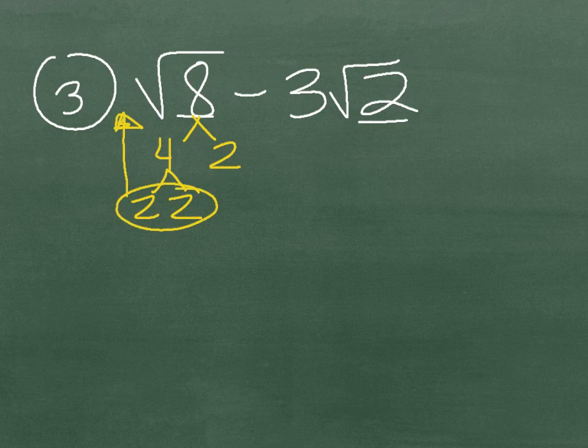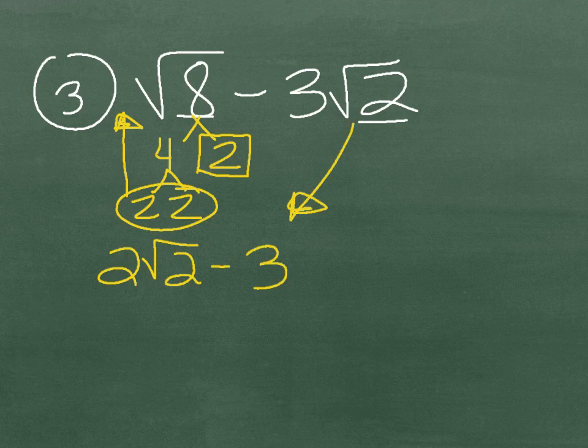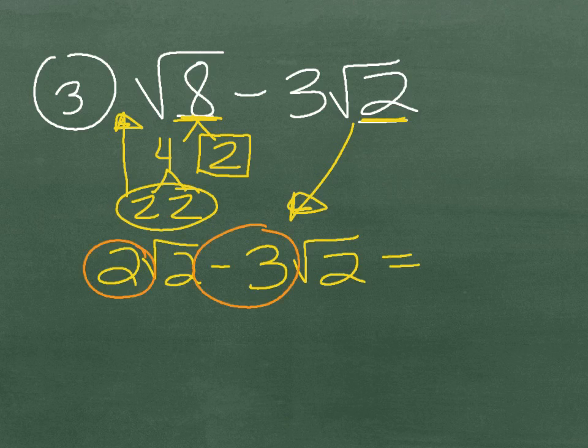So now you have 2 square root of 2, because there's a 2 left right here, and then bring this guy down as minus 3 square root of 2. So never assume that just because they have different numbers that they can't be added together. You want to try to simplify. So now what you have is putting your coefficients together. 2 and negative 3 is negative 1 square root of 2. Or you can write it as just negative square root of 2.